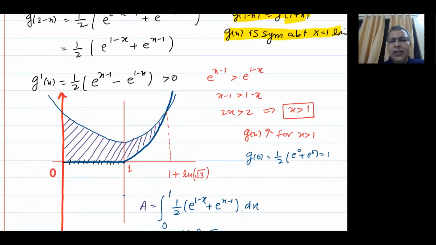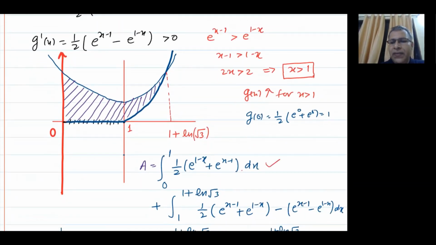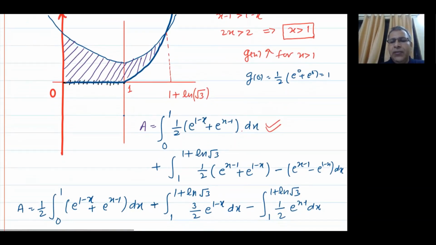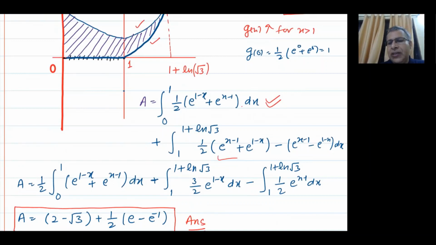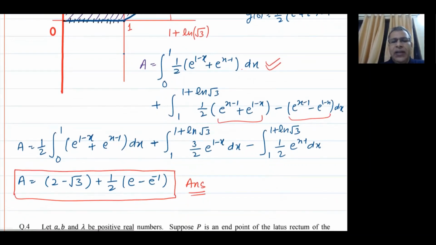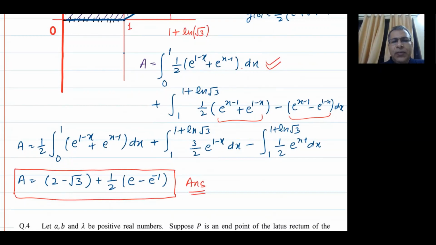You have to determine this area. So first we have to write the area between 0 to 1, so 0 to 1 means we get this curve, and then the area between 1 to 1 + ln root 3, and this is actually g(x), and this is f(x). So we have to write g(x) minus f(x), and we get A = 1/2 integral from 0 to 1 of (e^(1-x) + e^(x-1)) dx, plus integral from 1 to 1 + ln root 3 of 3/2 e^(1-x) dx, minus integral from 1 to 1 + ln root 3 of 1/2 e^(x-1) dx.